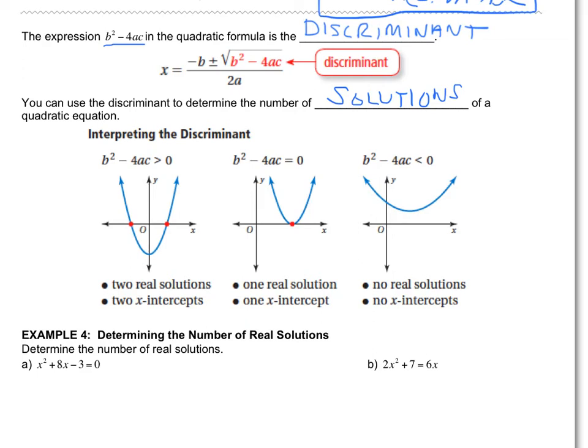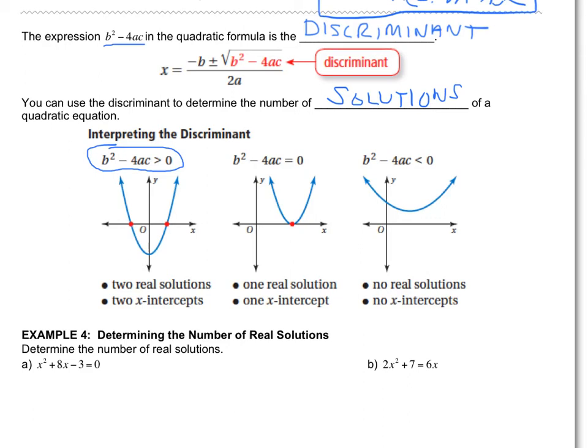And the way that works is, if you look down at the graphs here, we have a couple different things happening. So when I see a discriminant that simplifies to a number greater than 0, or a positive number, you know that once you take the square root of a positive number, you end up with two square roots, both the positive and the negative. So that will mean that you will end up with two solutions, or two x-intercepts.